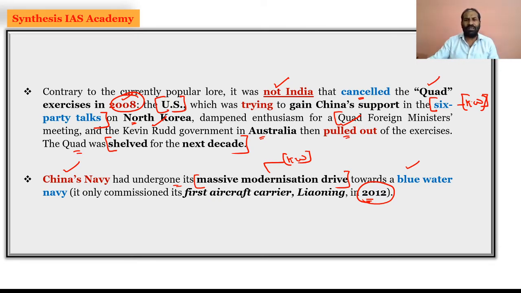So definitely a massive modernization drive was taken up by commissioning its first aircraft carrier, Liaoning, in the year 2012. This is what is very important: how China tried to take the maximum benefit of the cancellation of the Quad exercise in the year 2008.